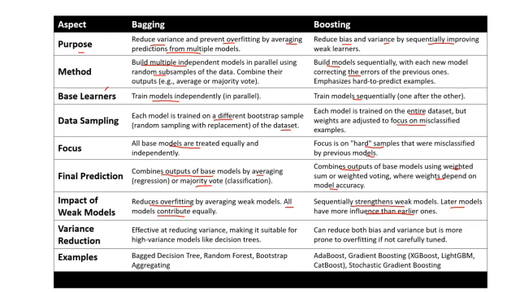In case of variance reduction, bagging is effective at reducing variance, making it suitable for high variance models like decision trees. And in case of boosting, it can reduce both bias and variance, but it is more prone to overfitting if it is not carefully tuned. When it comes to examples, there can be bagged decision trees, random forest, bootstrap aggregating, and in case of boosting, you have AdaBoost, gradient boosting methods like XGBoost, LightGBM, CatBoost, and stochastic gradient boosting.